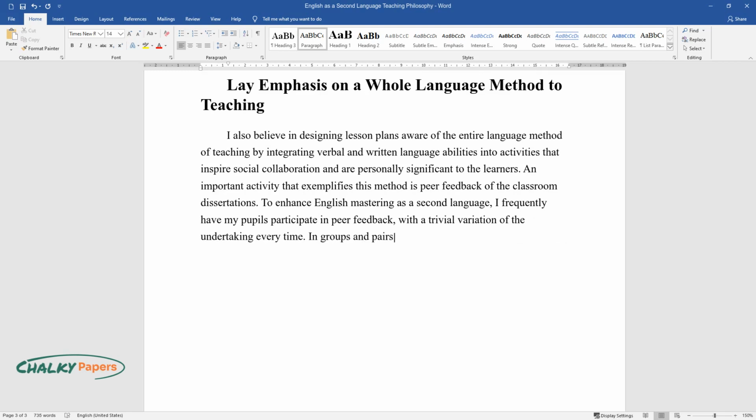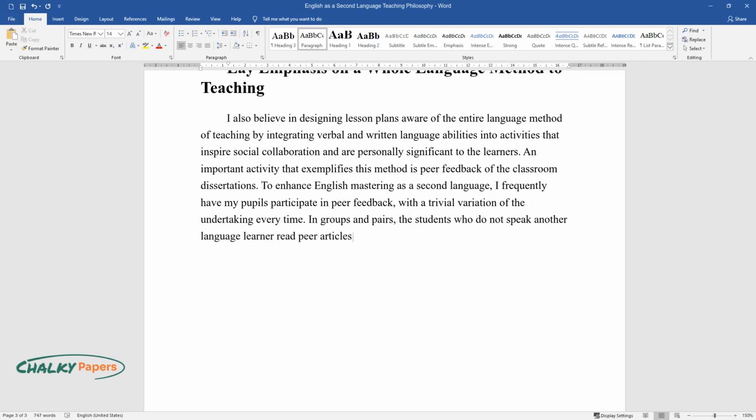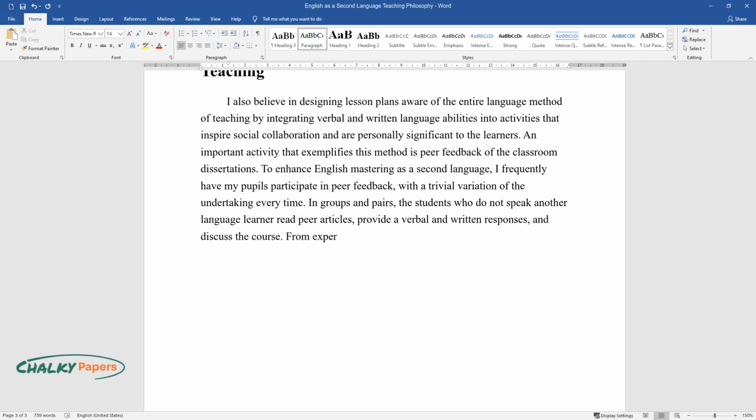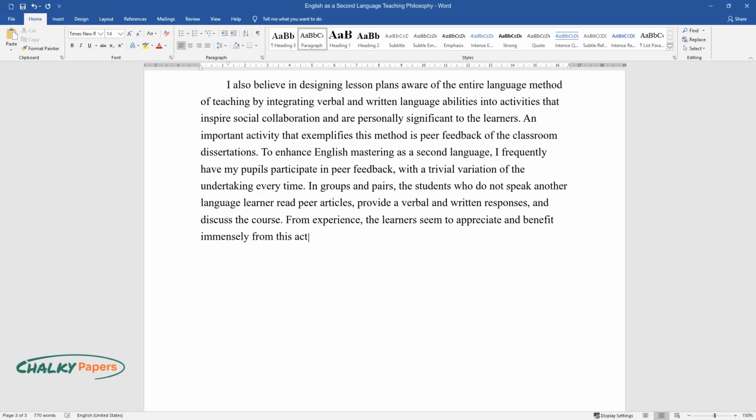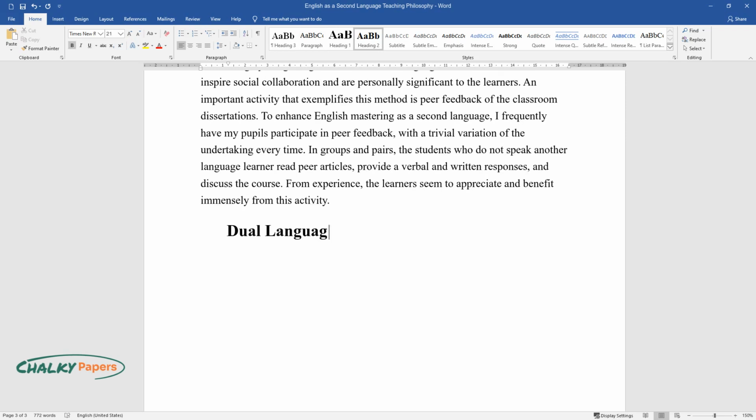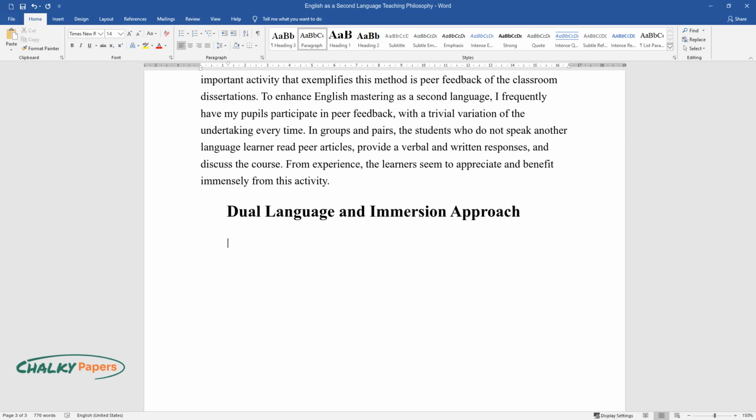In groups and pairs, the students who do not speak another language read peer articles, provide verbal and written responses, and discuss the course. From experience, the learners seem to appreciate and benefit immensely from this activity. Dual language and immersion approach.